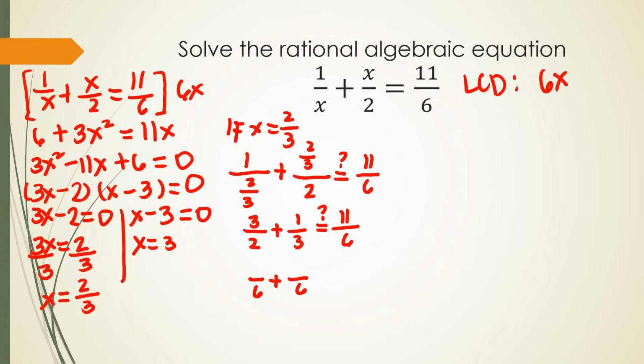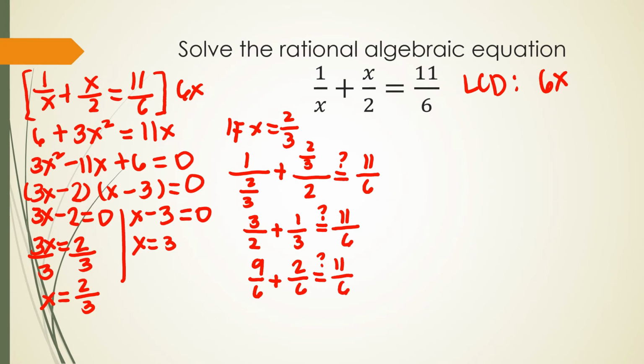Okay? So LCD divided by the denominator times the numerator. So 6 divided by 2, that is 3, times 3, we have 9. Next, 6 divided by 3, that is 2, times 1, we have 2. Is it equal to 11 over 6?